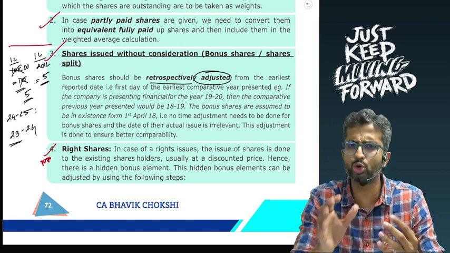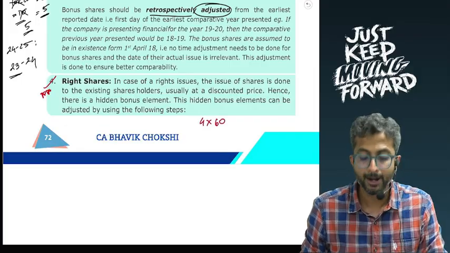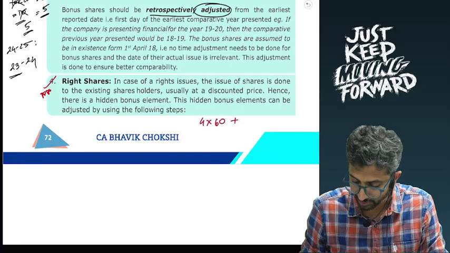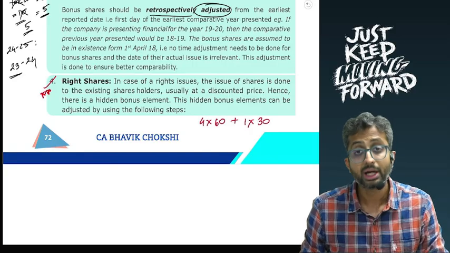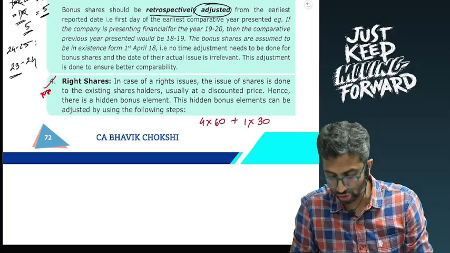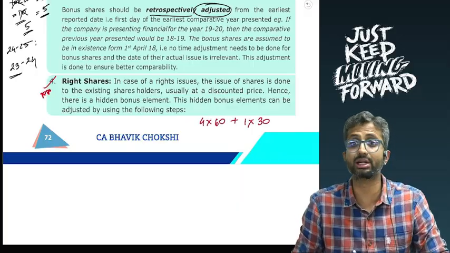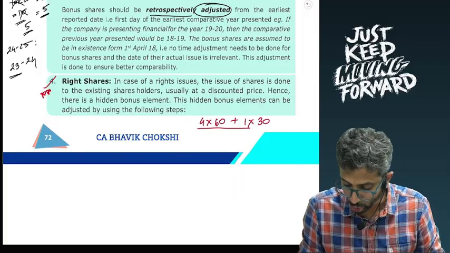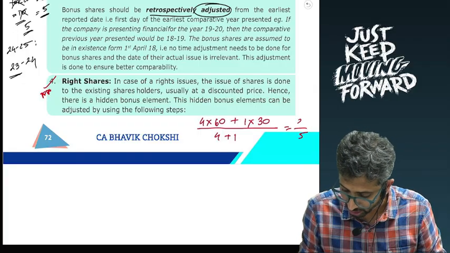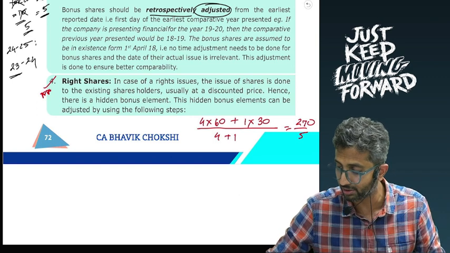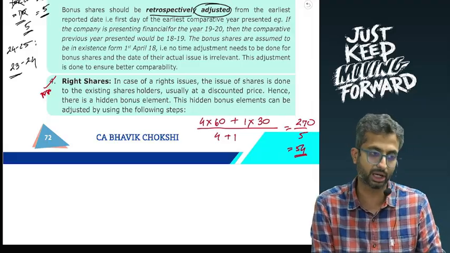So over here we will do it again with numbers. Say I had 4 shares pre the rights whose value was 60, and the rights issue price for 1 share is, let us say, 30, that is at a discount. So if I want that 1 share at rupees 30, I need to have 4 existing shares. The rights ratio is 1:4. So the total investment for 4 plus 1, that is 5 shares, is 240 plus 30, that is 270. 270 divided by 5 comes to 54. So this is the theoretical ex-rights price, excluding rights price.